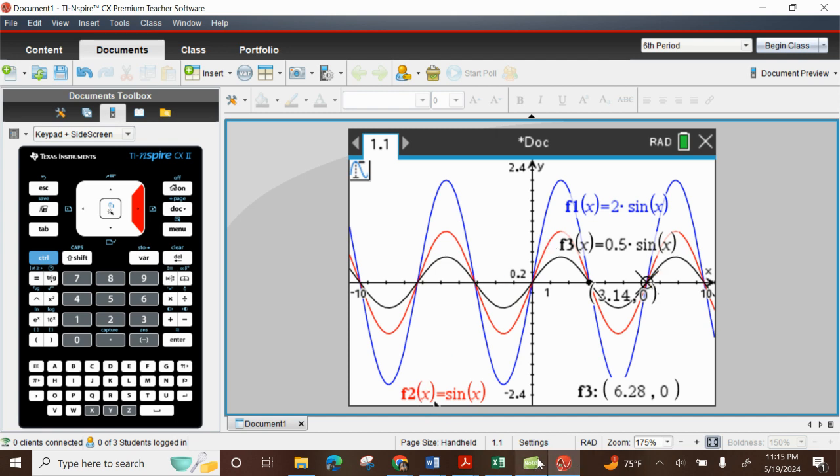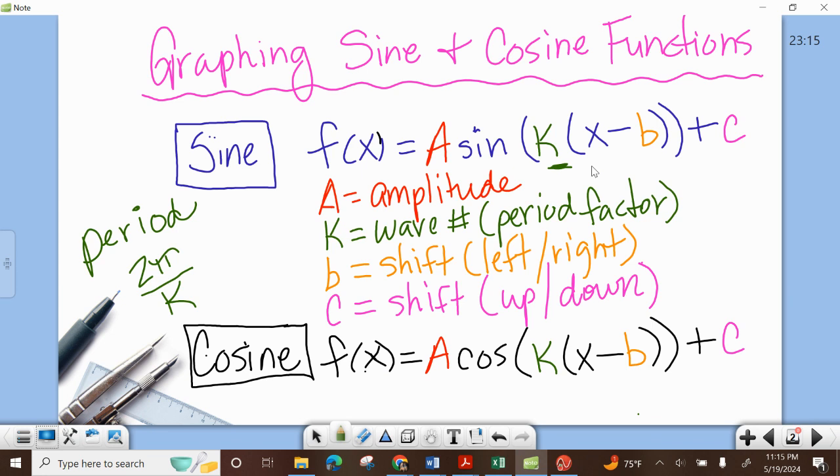So basically, what you need to know for our purposes, we're not going to do any shifting for right now, left and right or up and down, but you need to know how the amplitude affects the wave and how the period factor affects the wave. The period factor is usually going to be, like when you're doing sound, your hertz, your pitch, but you have to look at those two specifically. The A and the K are your vertical stretch and your horizontal stretch. And that's all we're looking at on our test for sine and cosine.